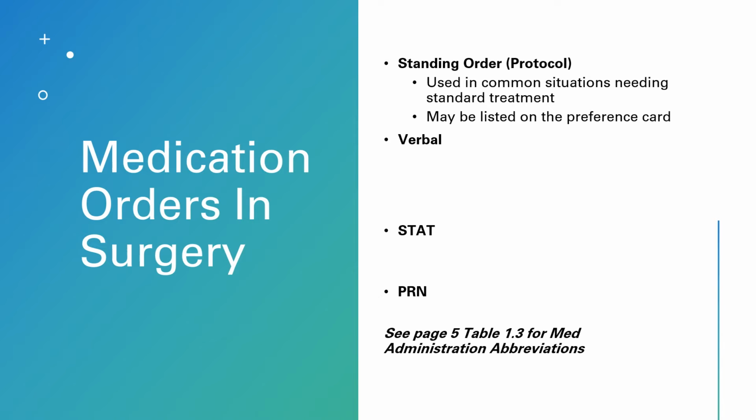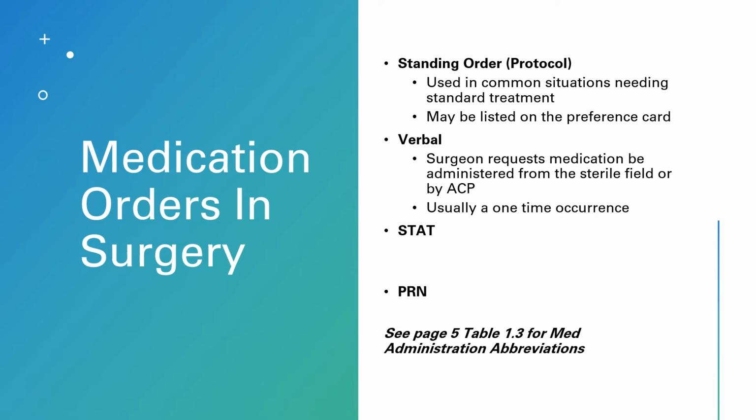Okay, these are going to be listed on the preference card. They might be, for example, a AAA card. May have a standing order for 5,000 units of heparin and 1,000 milliliters of saline for irrigation. If it's on the preference card, this lets us know that it should be on the back table at the beginning of the procedure and ready for use. If it's on that card, they're going to use it every time. It is a standing order. It is protocol. Okay.